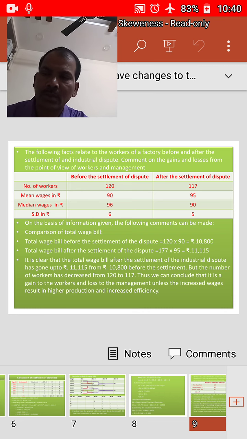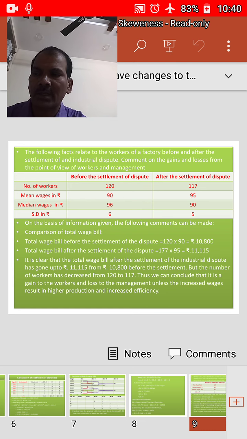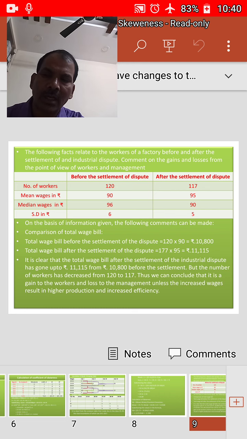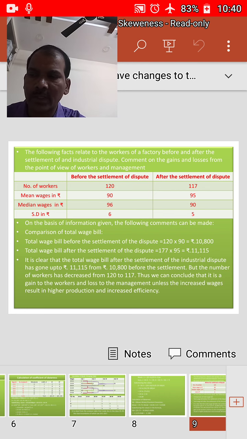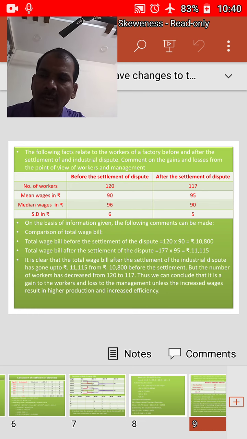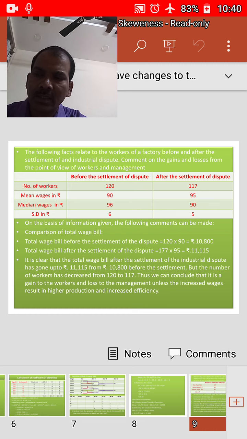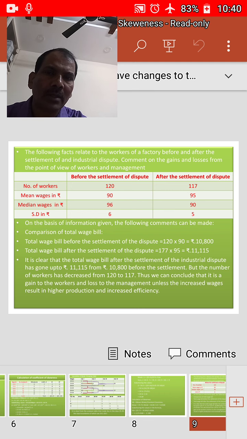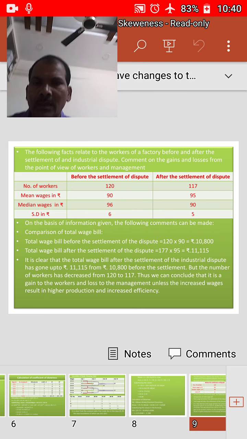dispute has gone up to rupees 11,115 from 10,800 before the settlement, but the number of workers has decreased from 120 to 117. Thus we can conclude that it is a gain to the workers and loss to the management, unless the increased wages result in higher production and increased efficiency. Otherwise it will be a loss to the management and gain to the workers.